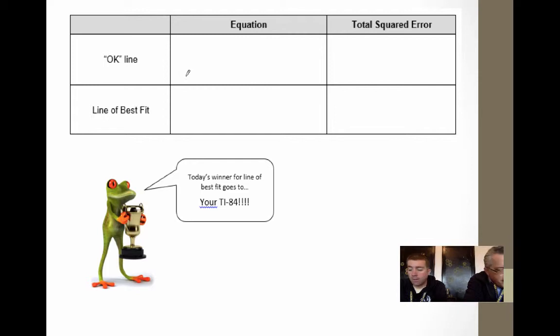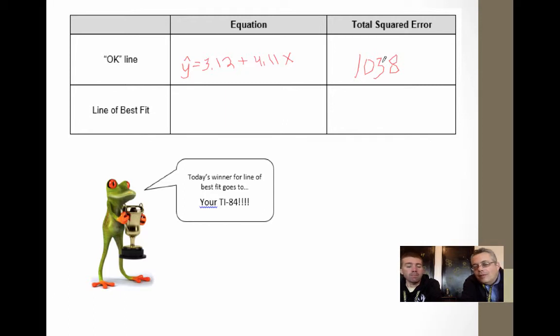It was y hat equals 3.12 plus 4.11x. And for our okay line, it really wasn't that bad. The total squared error was 1,038. But we can do better.